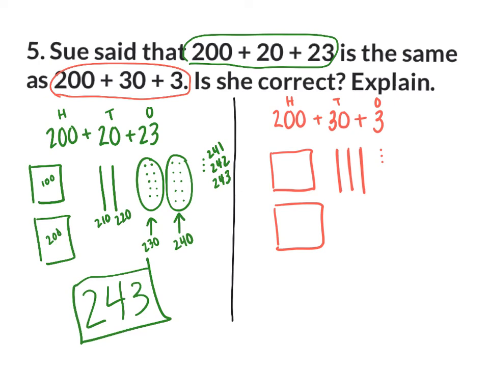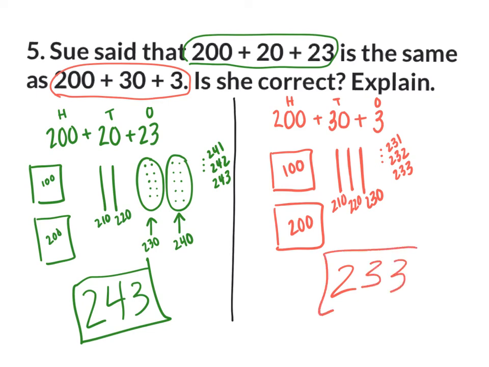Okay, on this side we're showing 100, 200, 210, 220, 230, 231, 232, 233. That's how much is shown on this side.